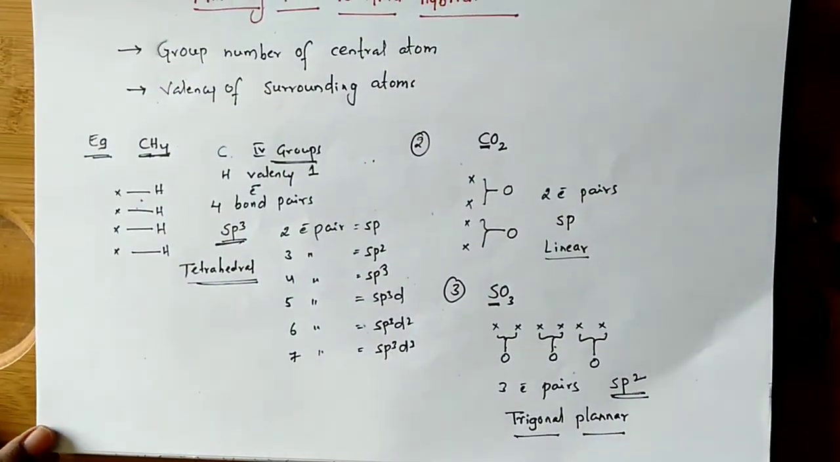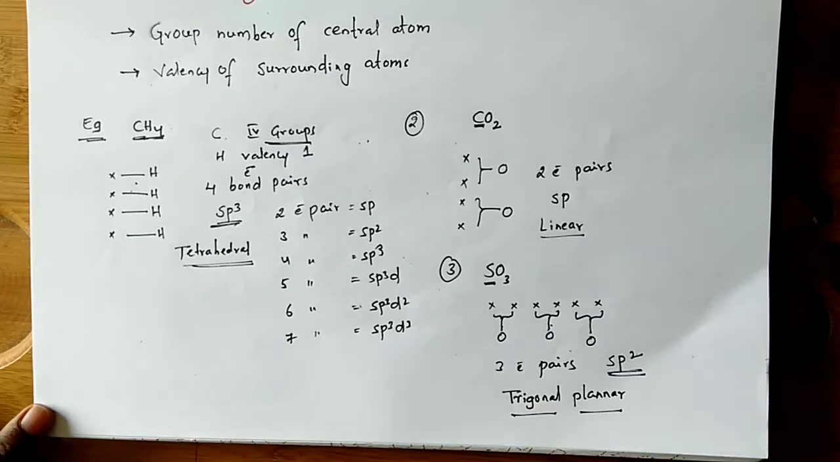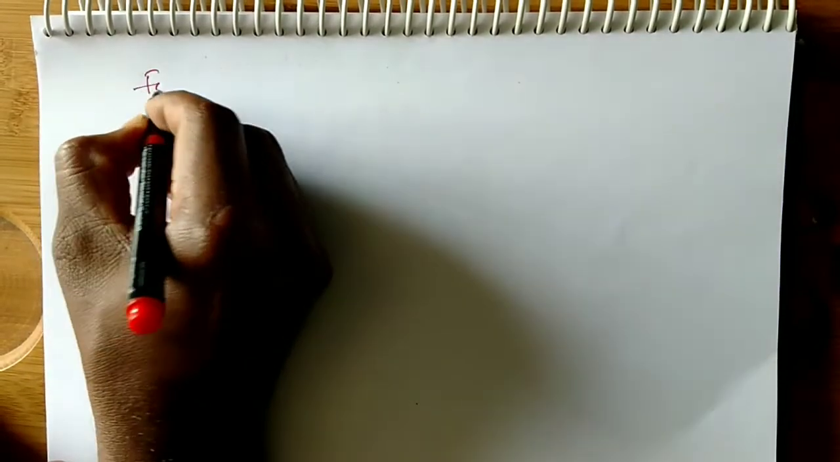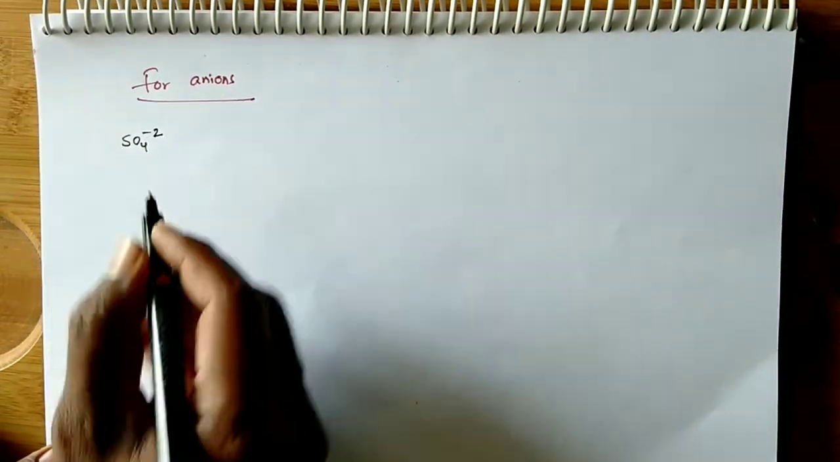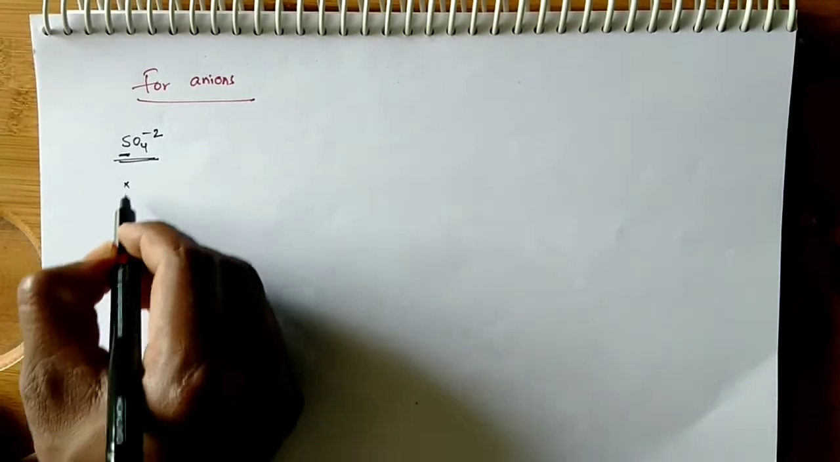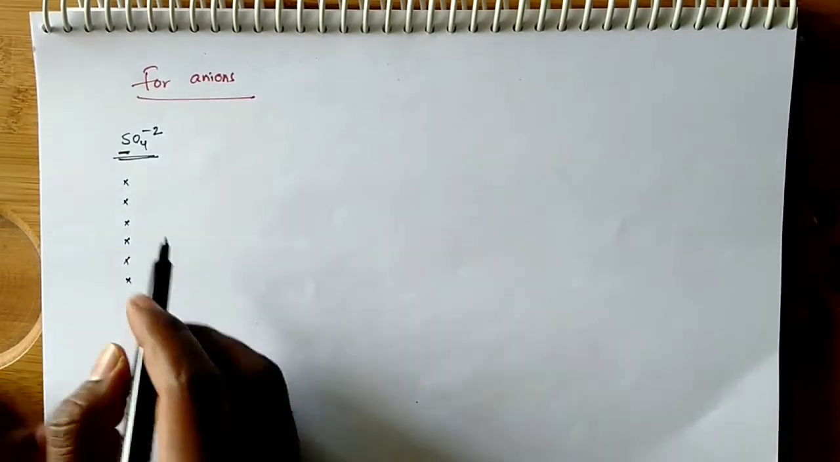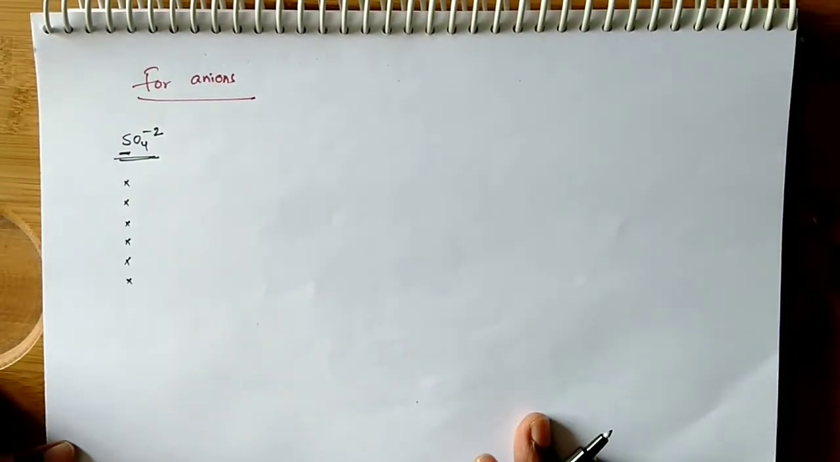Then what about ions? Some compound cations or compound anions are there. How to find the hybridization for those species? Let us see now. For anions, how to find the hybridization? See here, for example, I am taking one sulfate ion. What is the central atom here? Sulfur. So you keep 6 dots like this, because sulfur belongs to the 6th A group.